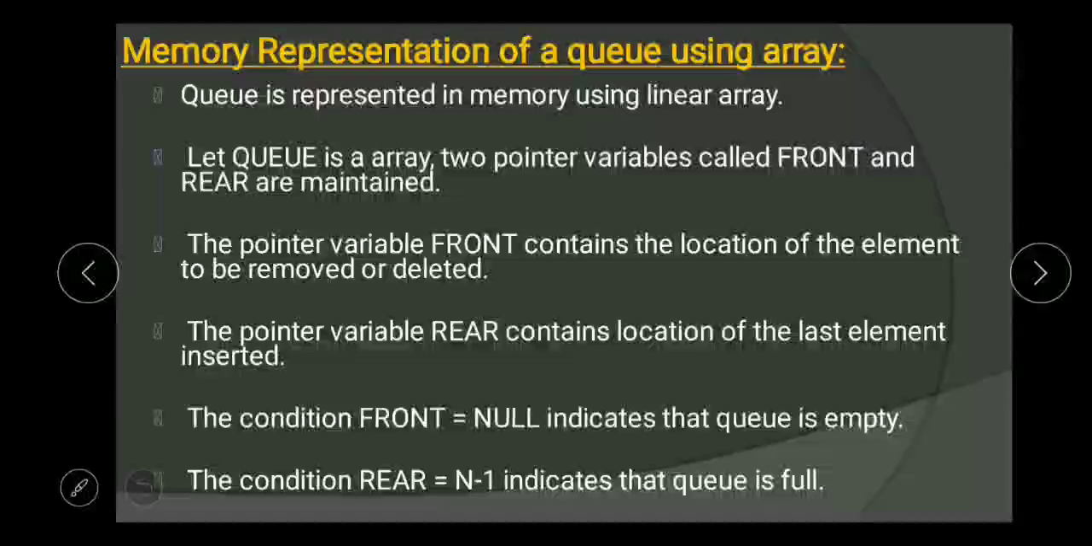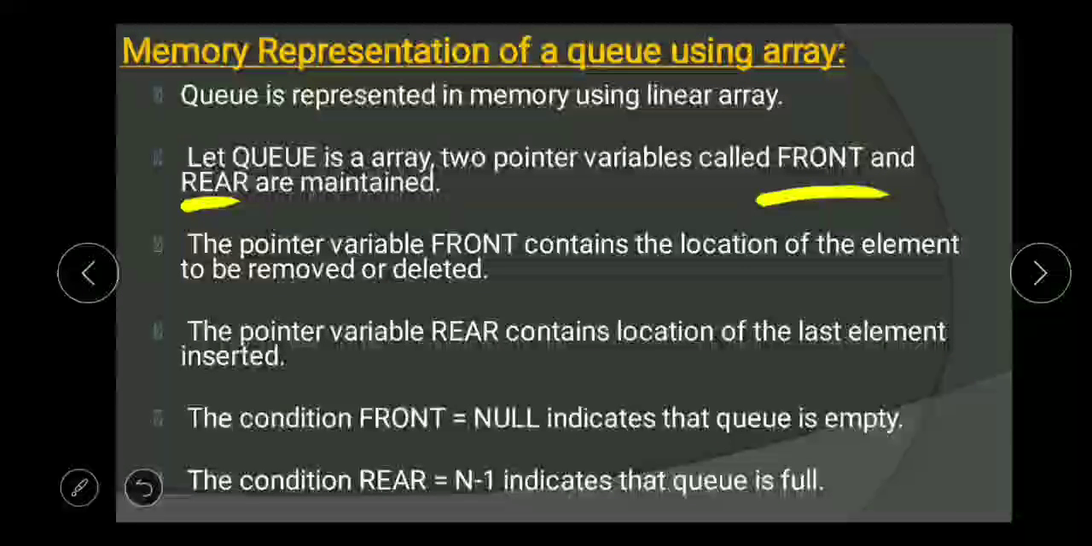Next is memory representation of the queue using an array. A queue is represented in memory using a linear array. The queue is an array with two pointer variables called front and rear. The pointer variable front contains the location of the element to be removed or deleted, and the pointer variable rear contains the location of the last element inserted.